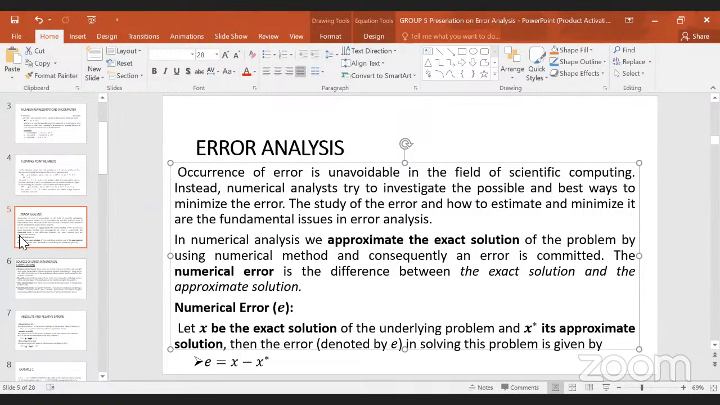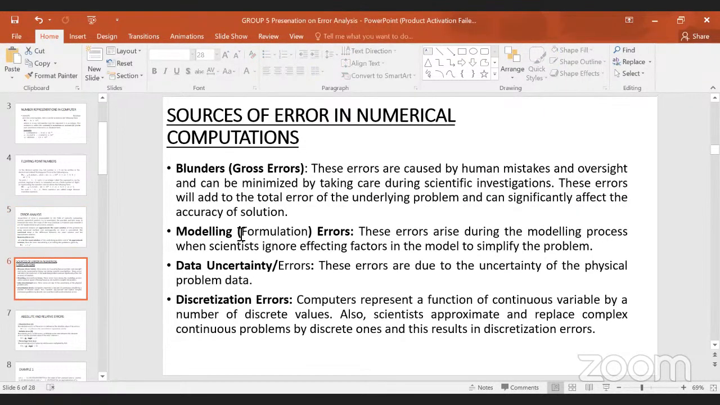is given by E equals the absolute value of X minus X star, the absolute value of the exact solution minus the approximate solution. Now, we are going to look at sources of errors in numerical computation. We have the gross errors, the modeling or formulation error, the data uncertainty error, and the discretization error.